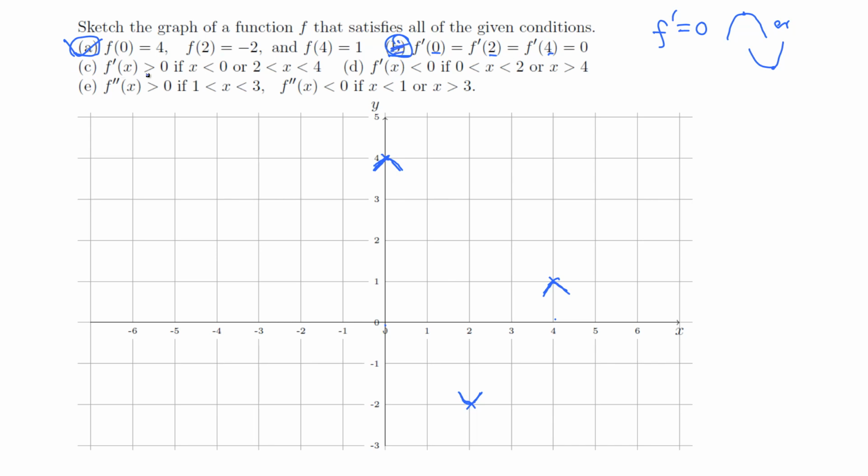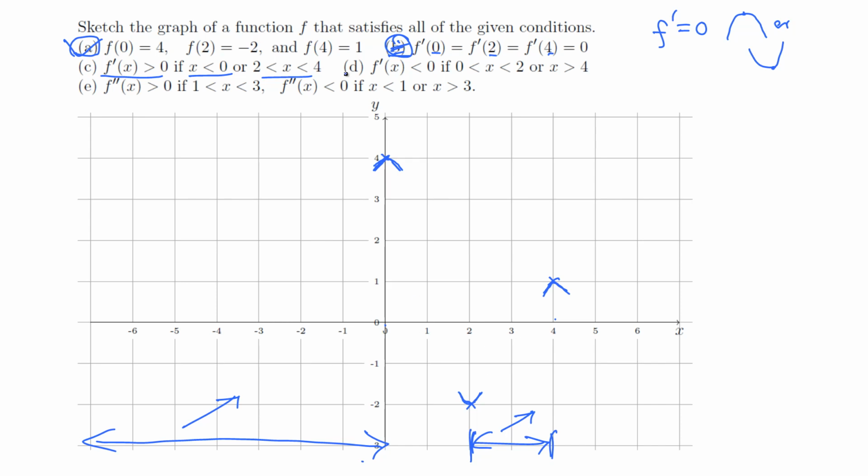In part C, we are given that the derivative is positive, meaning the function is increasing. Derivative bigger than 0. Derivative positive means the function is increasing where? If x is less than 0, all the way to the left of 0. So here, all the way from the left of 0, the function is increasing, it's going up. Or when x is between 2 and 4. So 2 is here and 4 is here. So in this interval, it's also increasing. So this will be somewhere here. We'll get that in a moment.